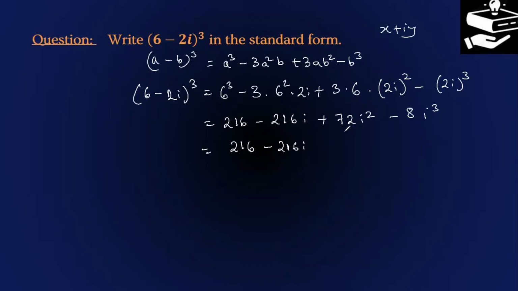Now since i² is -1, it will become minus 72. 72 times minus 1 is minus 72. And i³ is -i, so it will become minus 8 into minus i, which will give you plus 8i. Understood? So solving this, you get 216 minus 72, which is 144, then minus 216i plus 8i, which gives minus 208i. Clear? So this is your standard form.